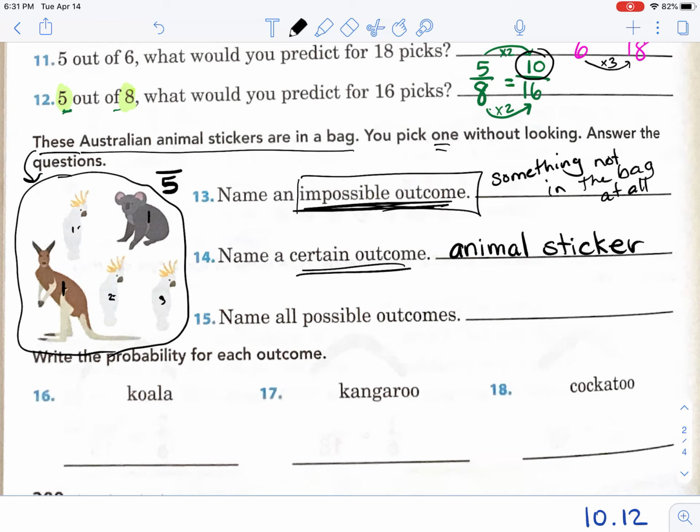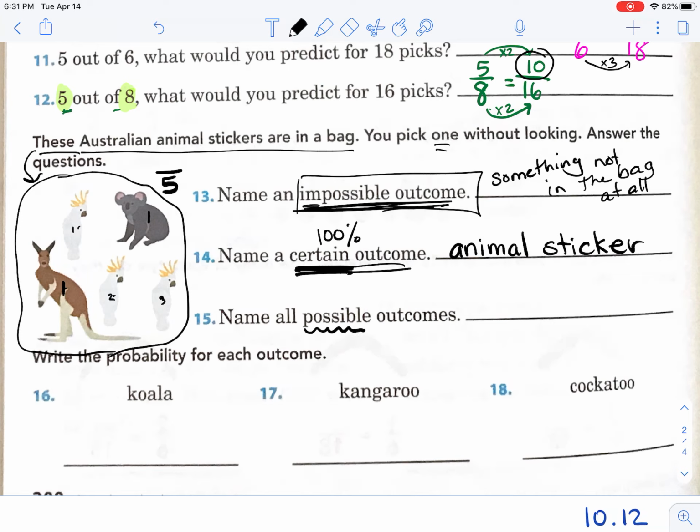Yes. So no matter what I do, certain means 100%. Like no matter what, you will get it. So no matter what I do, if I reach in the bag and I pull out a sticker, it will be an animal sticker because the bird, the koala, and the kangaroo are all animal stickers. So certain outcome is that I will get an animal sticker. Name all the possible outcomes.